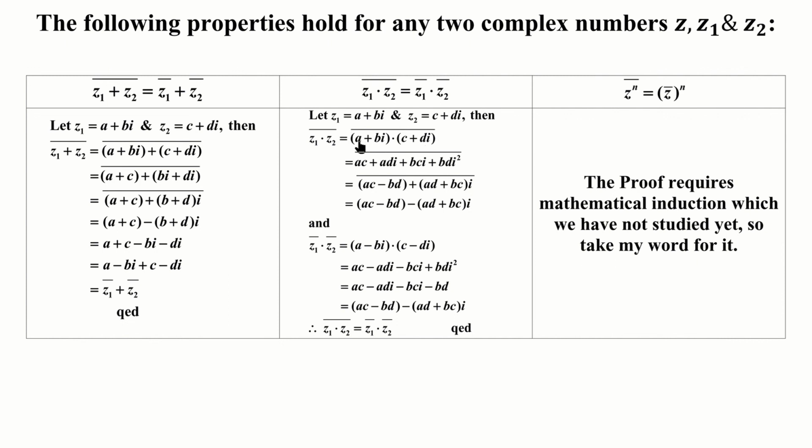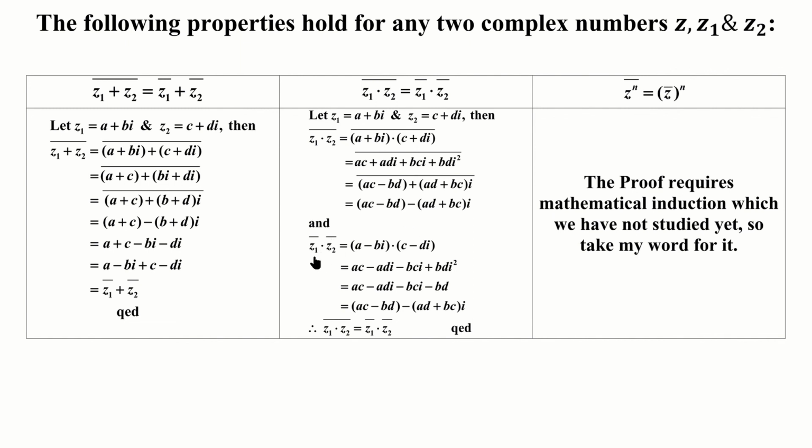So notice that here I get ac plus adi plus bci plus bd i squared, right? Now, remember what i squared is. That's -1. So this becomes negative bd. So I get ac minus bd plus quantity ad plus bc, and I'm going to factor out the i, right? So now again, I just have a complex number. That's some real number. That's some real number. So what's the conjugate? It's going to be the same thing, but change the plus to a minus, right?